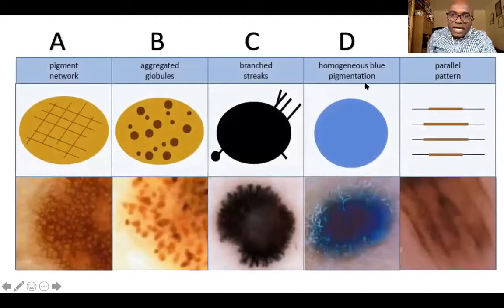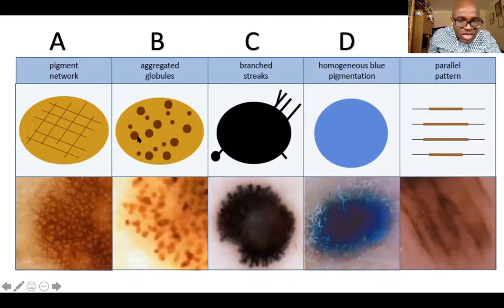So this is kind of the image of the description that I was showing you from the previous slides, and this is what a regular pigment network looks like. This is a schematic drawing of a pigment network, and you have this brown area of the network there, and it's quite uniform. Aggregated globules are these dots that you see on dermoscopy. These are what we call the aggregated globules.